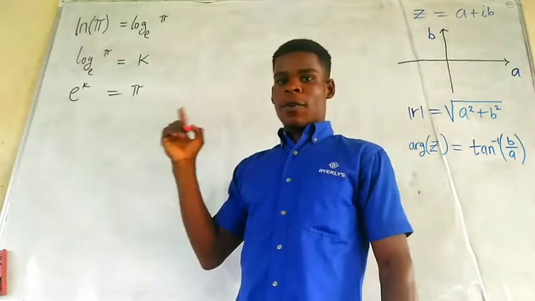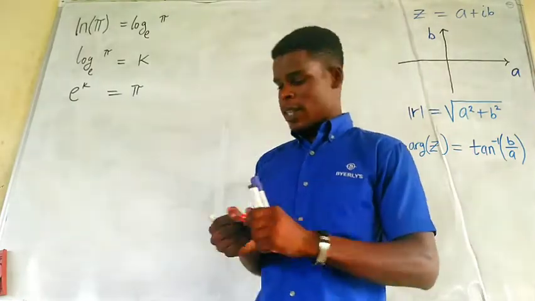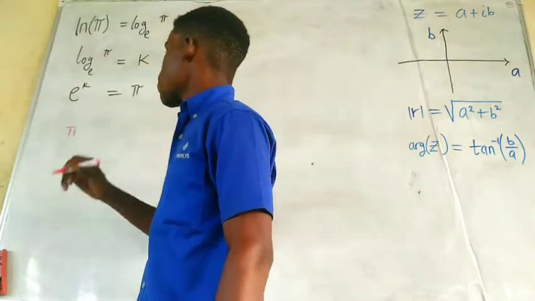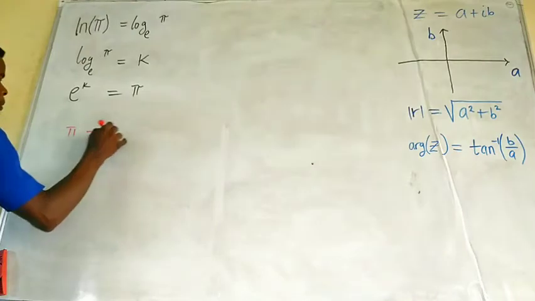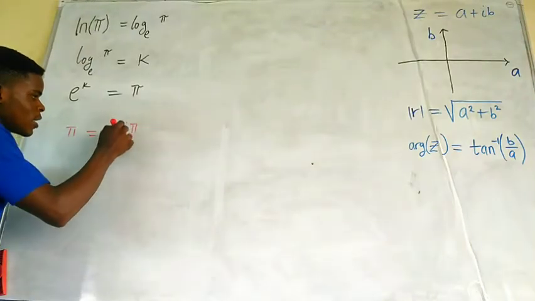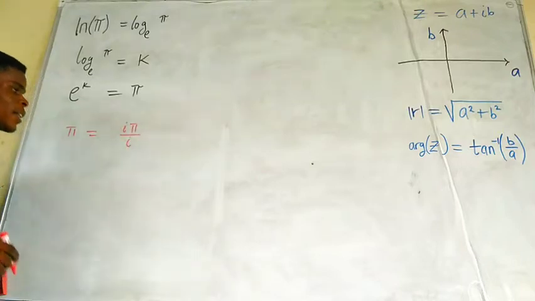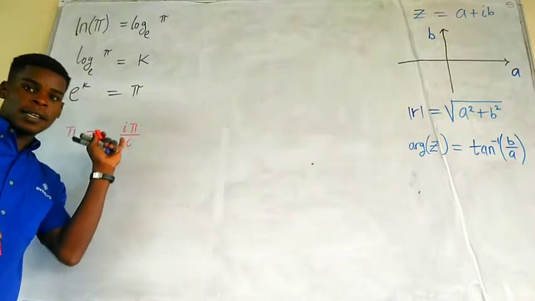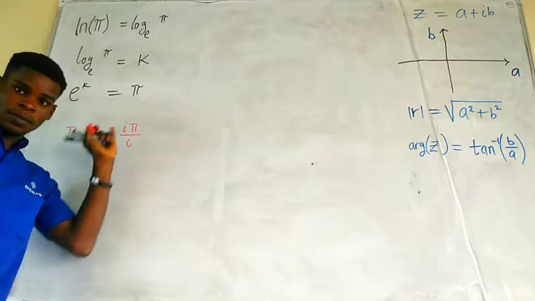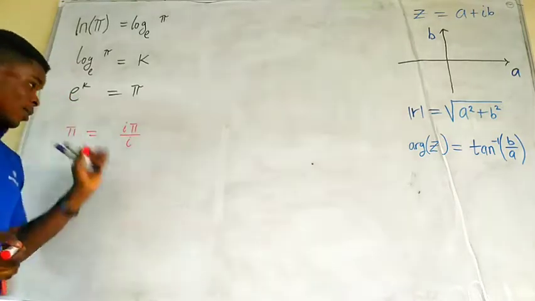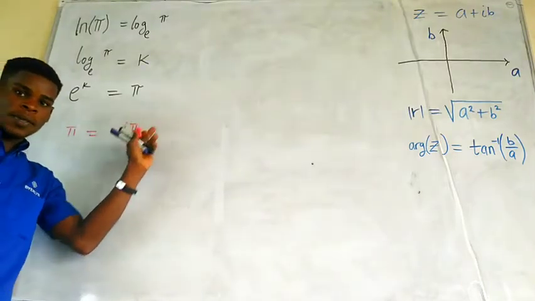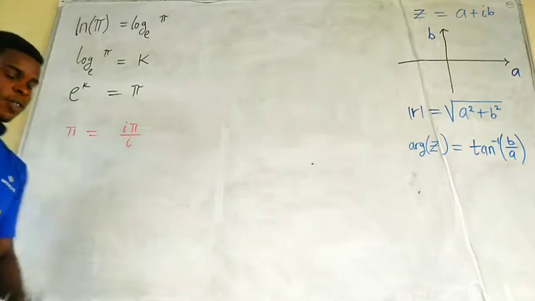Well, I'm going to write my pi in another form. Just watch. Pi is the same thing as saying pi times i divided by i. I multiply by i on top and divide by that i at the bottom, so they just cancel. So it's actually the same thing. Pi is the same as saying i over i times pi.